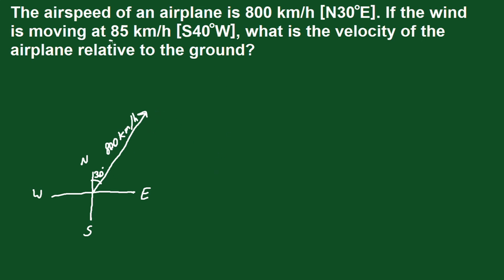Now we want to add the second vector to it. So I'll make another set of cardinal directions here, and I'll use a different color. So we have our north, east, south, west. Now, south 40 degrees west means that you're going to be something like this. You look south, you turn 40 degrees to the west, and that's where your vector is. And this vector is 85 kilometers per hour. It's getting a little crowded, so I'm not going to write in the units there, but you get the idea.